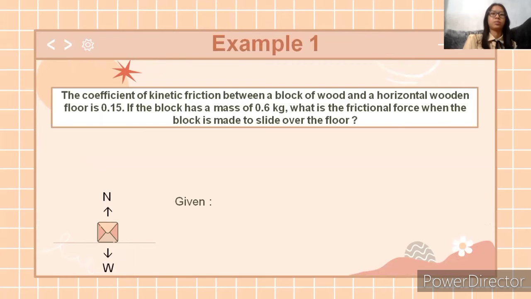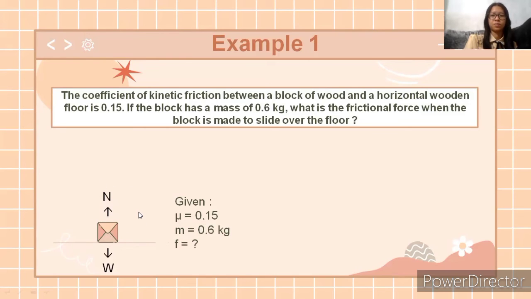Example number 1. The coefficient of kinetic friction between a block of wood and a horizontal wooden floor is 0.15. If the block has a mass of 0.6 kg, what is the frictional force when the block is made to slide over the floor? So here is the diagram. To find F, we multiply mu and N, but we don't know what N is.